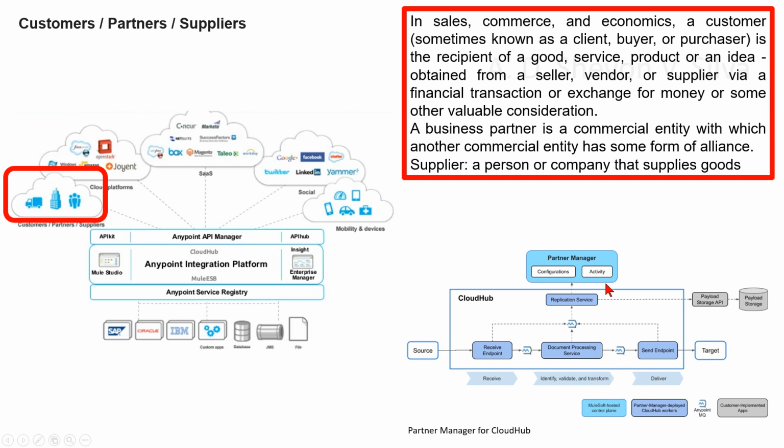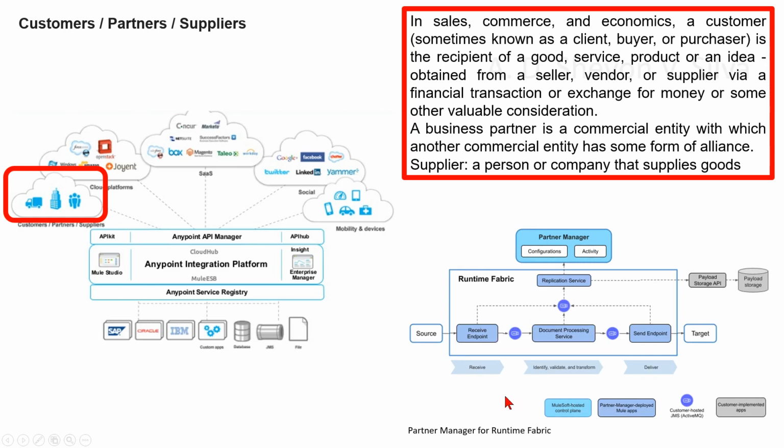The MuleSoft-hosted control plane is here, the Partner Manager. The Partner Manager-deployed CloudHub workers are the receive endpoint, document processing service, send endpoint, and replication service. Here you can see Anypoint MQs, and the customer-implemented apps are here, a payload storage API and payload storage. Here the payload storage API, customer-implemented apps.